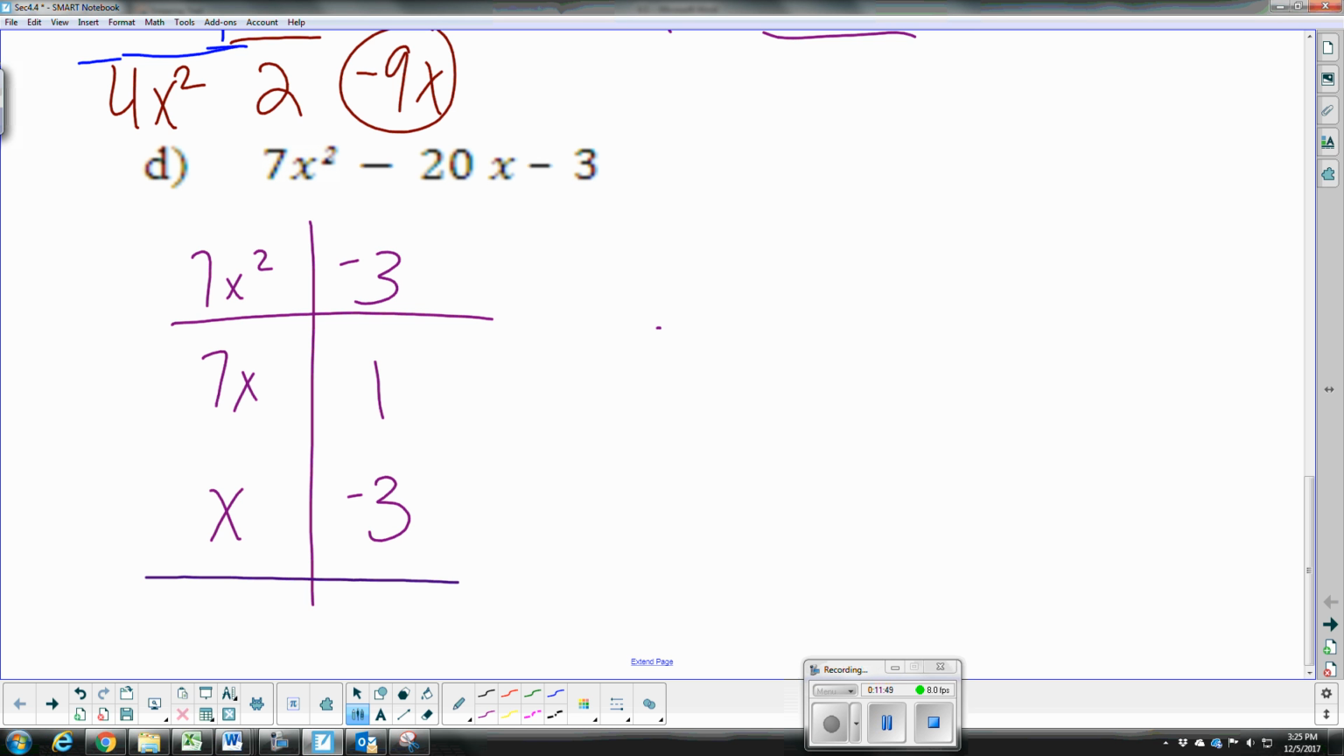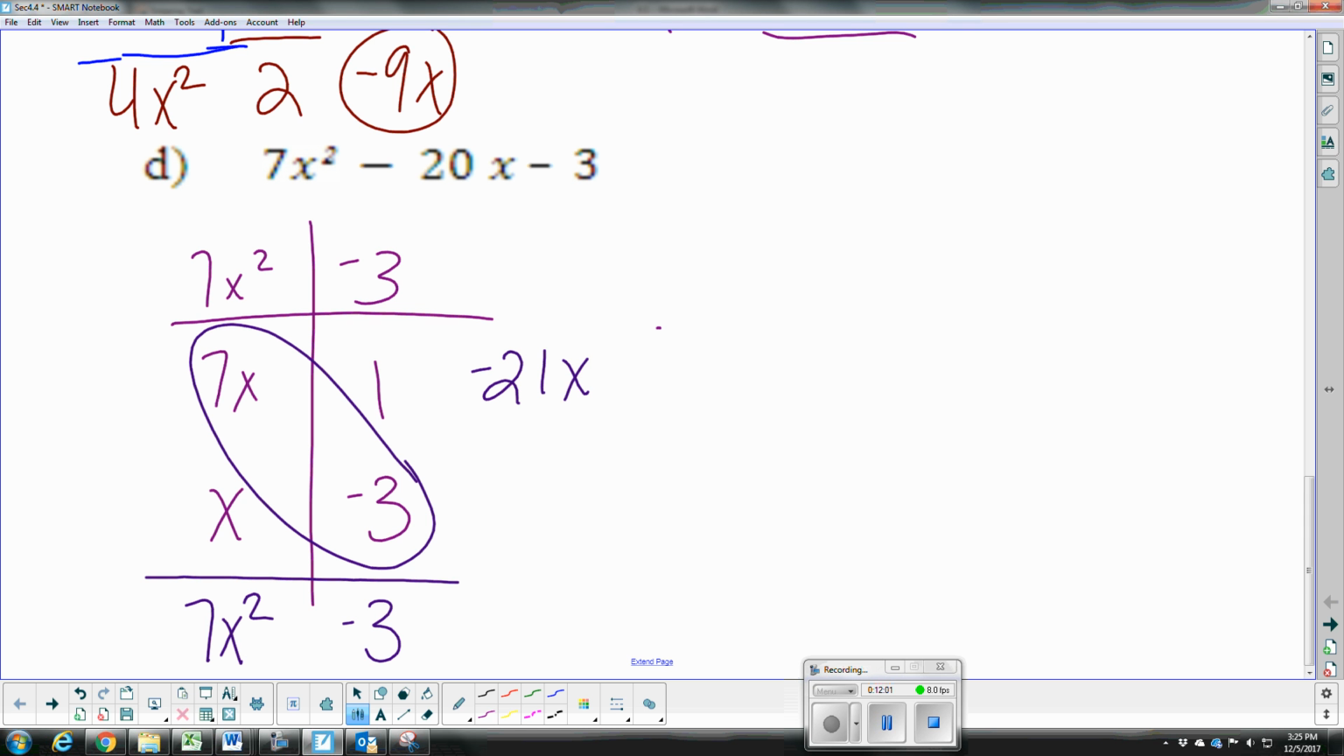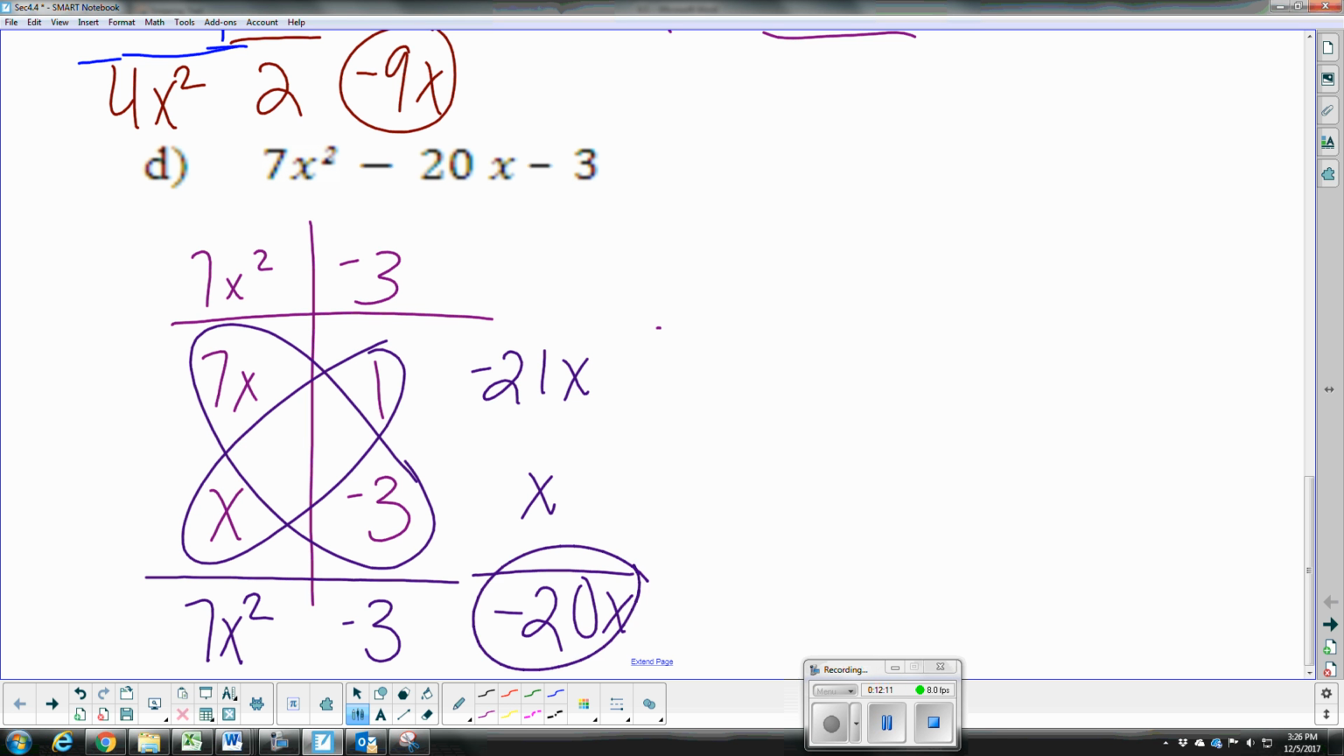So 7x times x is 7x squared. 1 times -3 is -3. 7x times -3 is -21x. And x times 1 is positive x. When we add these together, we get -20x, which, yes, is our middle term. Then we're going to go ahead and write it in factored form. And those are going to be one group, and x and -3 are going to be another group.